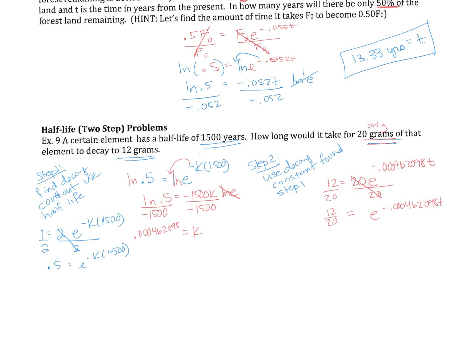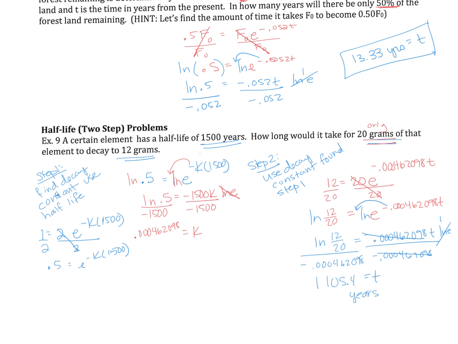This is where we're going to take the natural log of both sides, and that allows me to bring my exponent down in front. So I get the natural log of 12 divided by 20 equals negative 0.000462098t times the natural log of e, which we all know cancels to 1. Now I'm going to divide by that decimal on both sides. So many little digits to write. It cancels. And if I'm careful and I've kept all my digits correct, I should be getting around 1,105.4 years for it to decay from 20 grams to 12 grams.